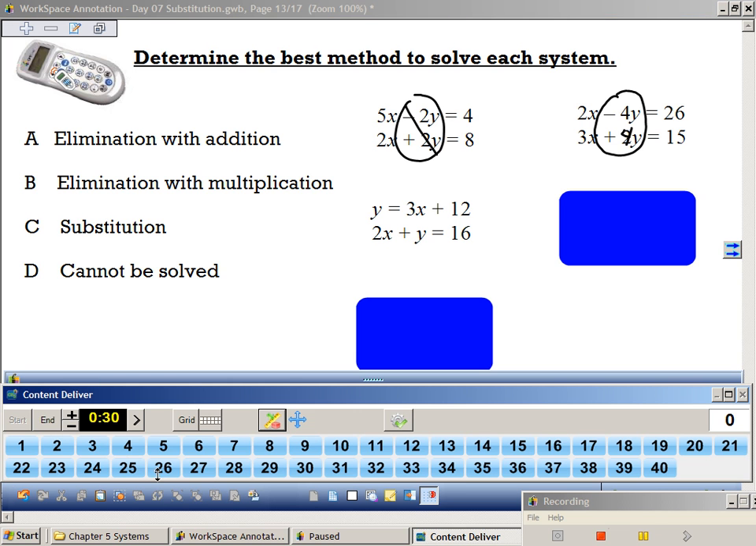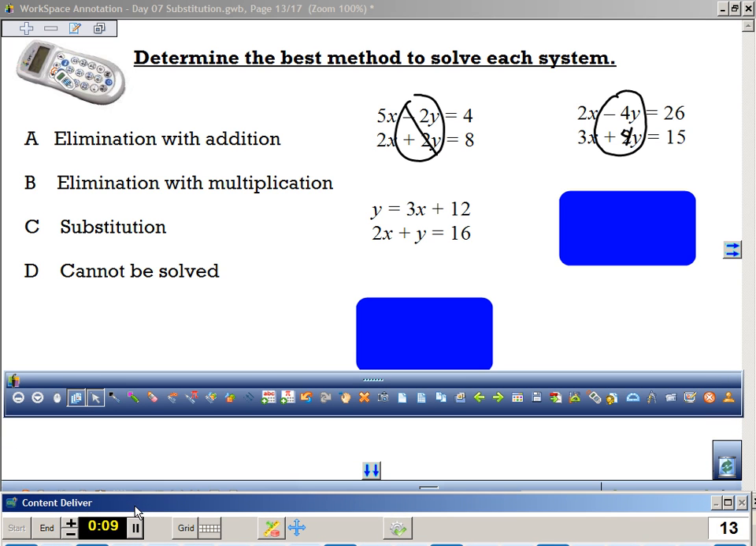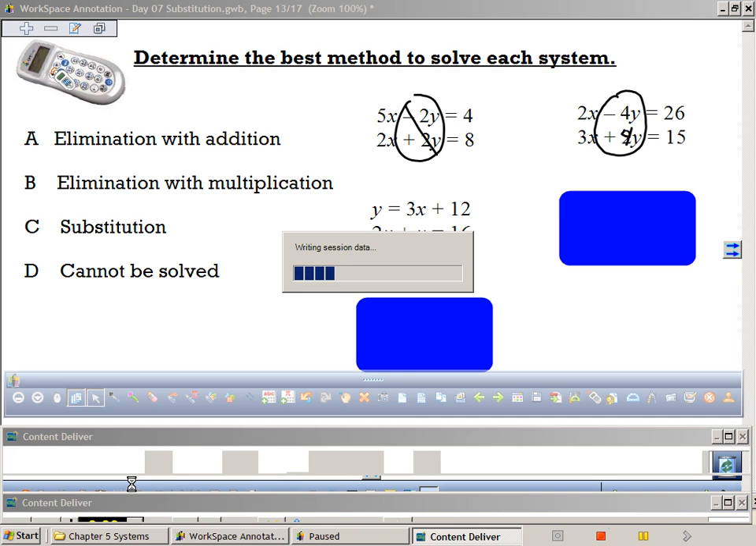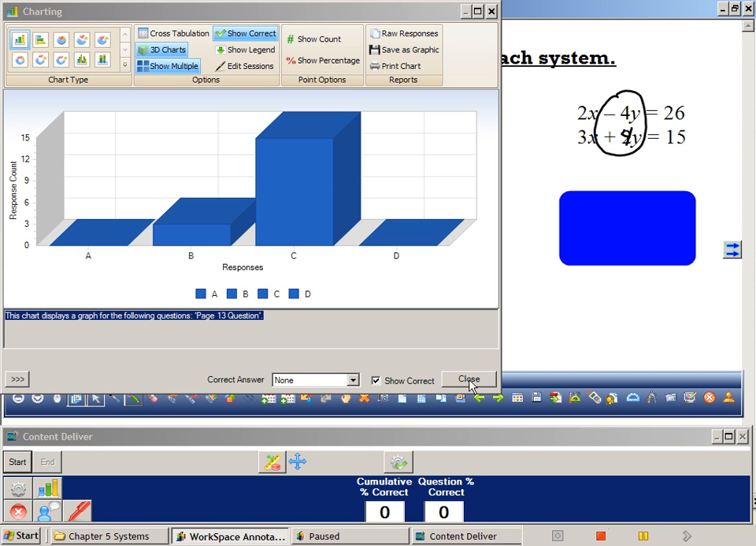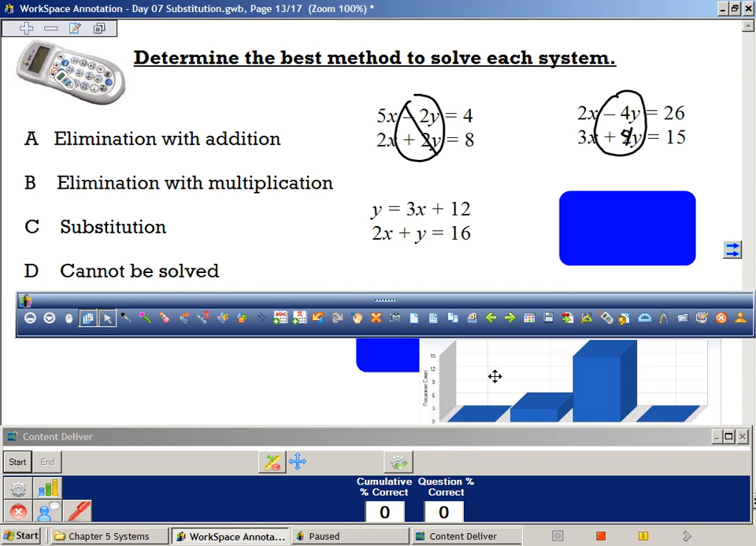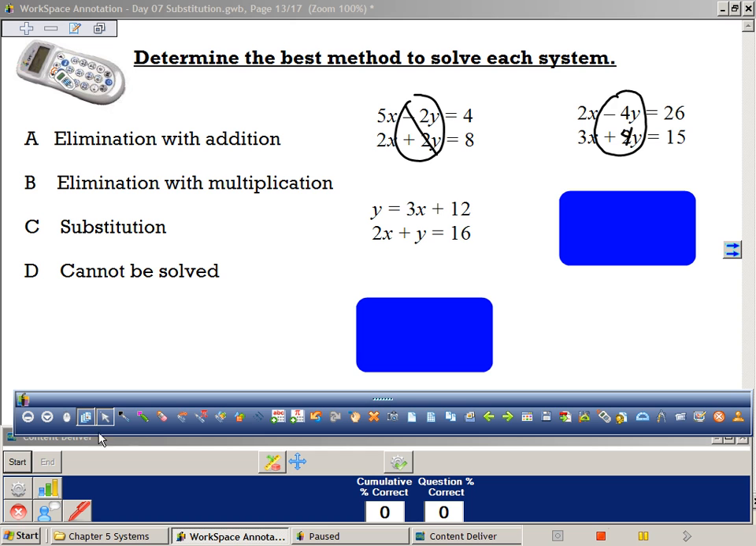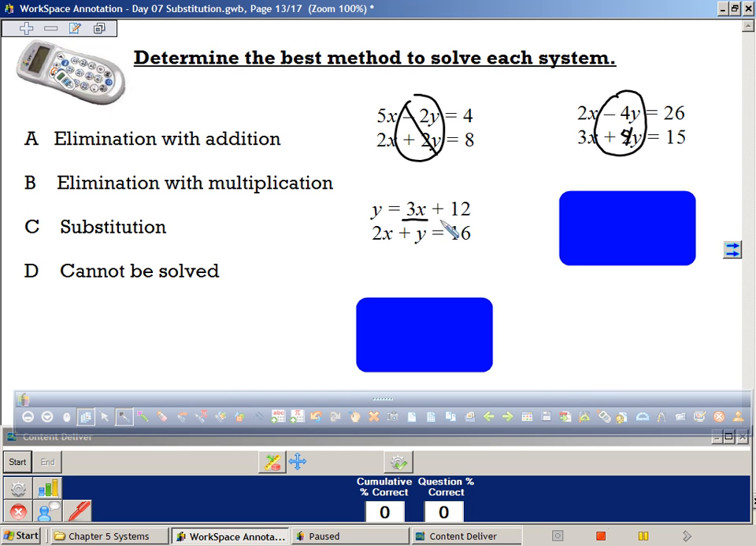Put that one in your clicker. 10 seconds. Put it in the clicker. Fantastic. Okay, why would I use substitution? Because you already have a y equals, so I would just substitute that in for y, right?